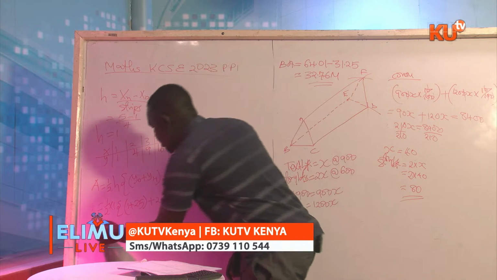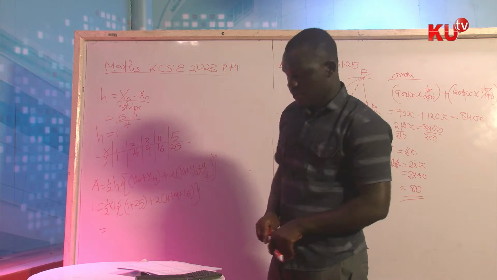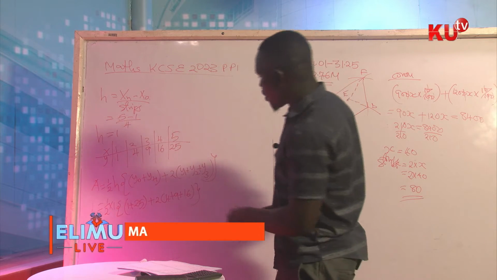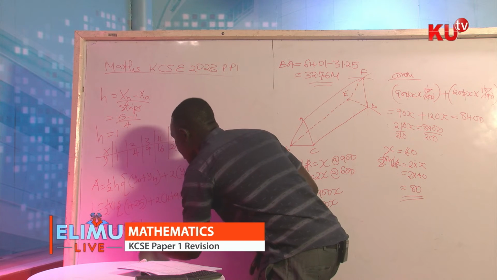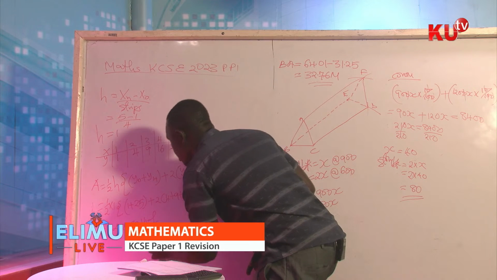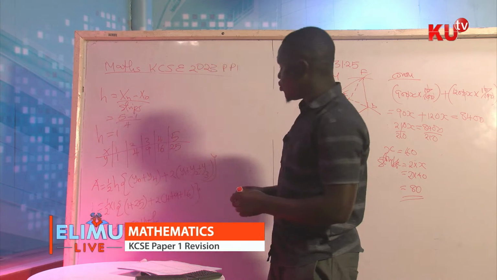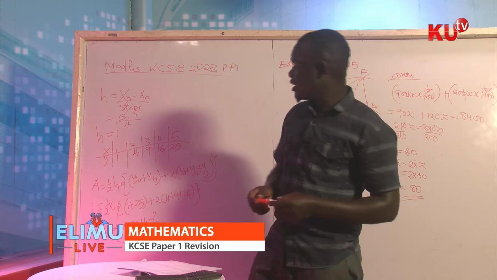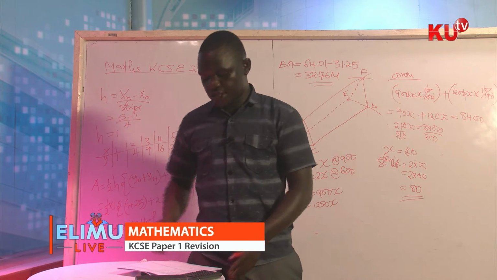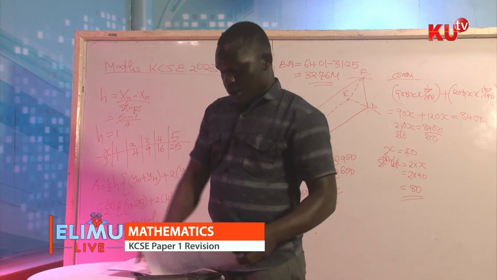When you work that out, you'll be getting 42 square units. So that is how you work it out. But you don't have to cram this, because that formula is normally given behind the log table.